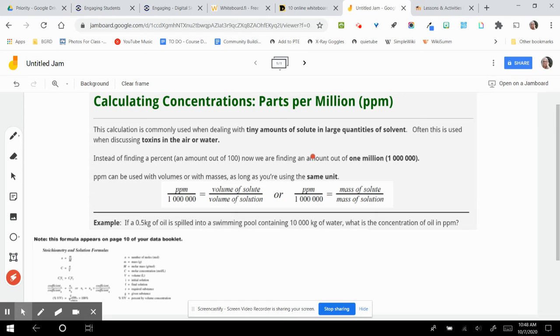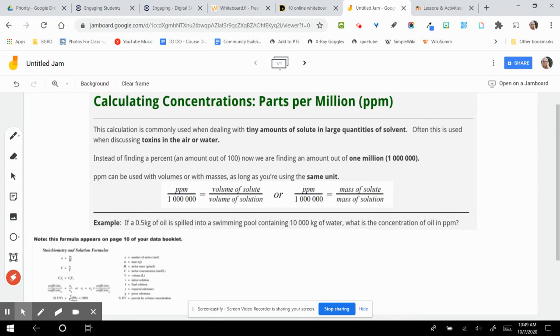So this calculation we use mostly when we're dealing with really tiny amounts of solute that are in large amounts of solvent. So if we're talking about toxins in the air or in the water, something like if mercury is in the water, in what concentration, we would be talking in parts per million, or ppm. You sometimes hear it that way. So instead of finding the percent out of 100 like we did for percent volume, we're now going to be looking at the amount in 1 million.